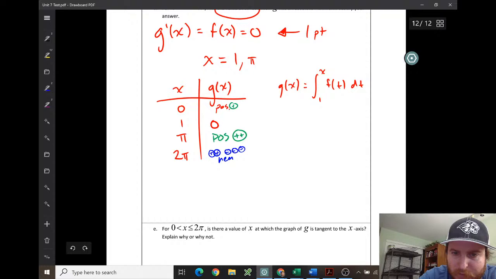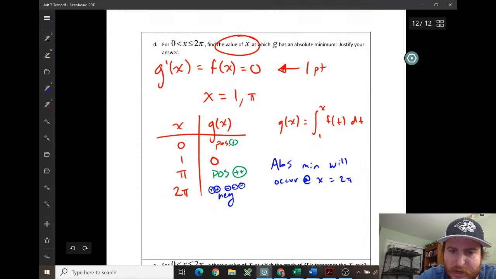So the absolute minimum value, which is what they wanted, will occur at x equals 2 pi. Really, if you had a table like this and you wrote positive, positive, and negative, you're good. We don't care what the values are.